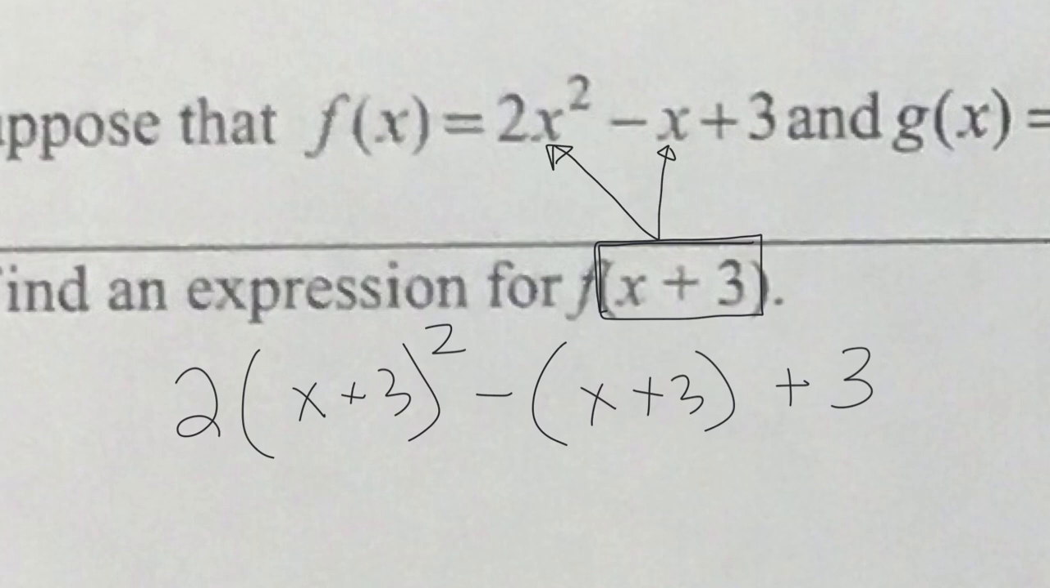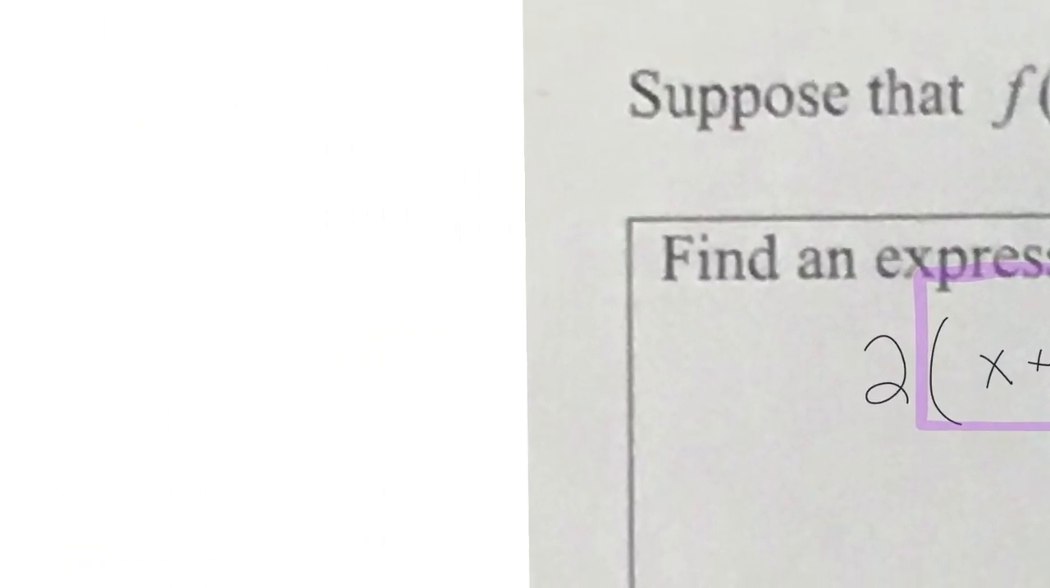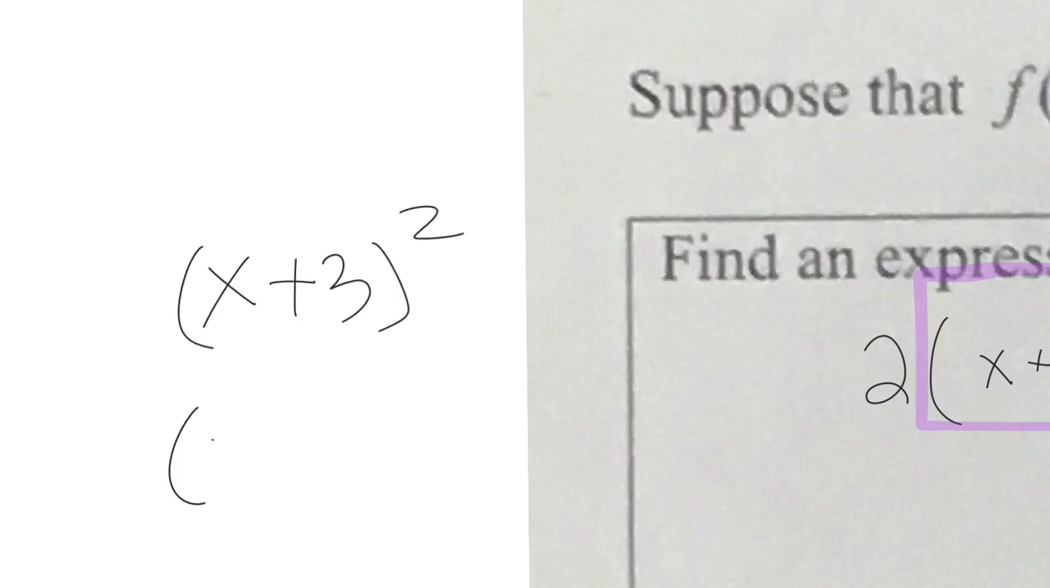Okay, let's check your Algebra 1 skills. How is it done that we square x plus 3? Do you remember how to square x plus 3? Because it's not distribution. You don't just do x squared plus 9. That is not how we do it. You multiply it by itself. So let's come over here and do a little review. (x plus 3) squared means (x plus 3) times (x plus 3).